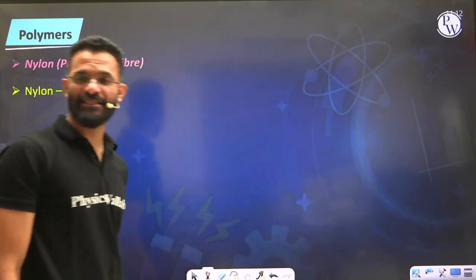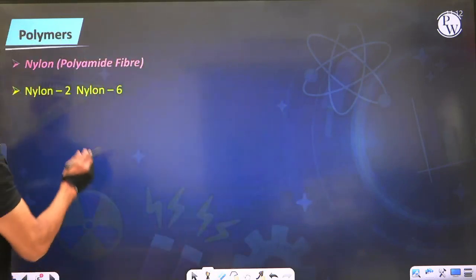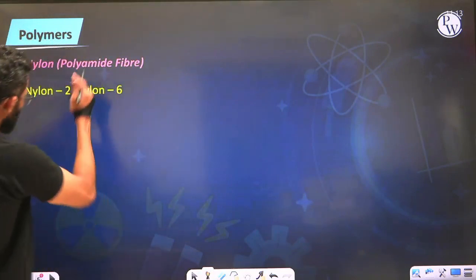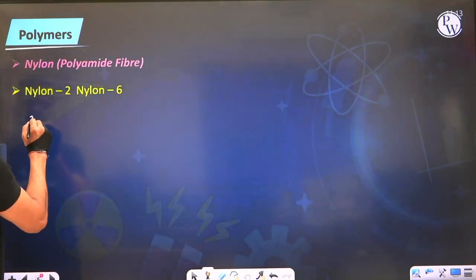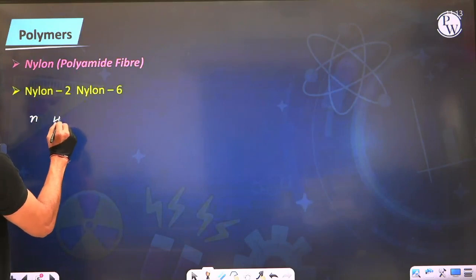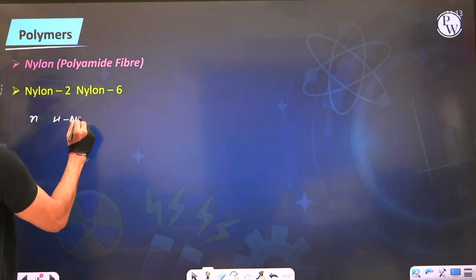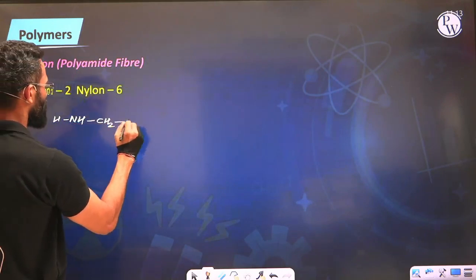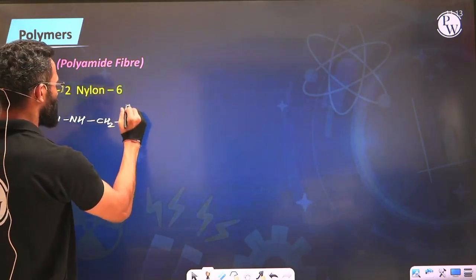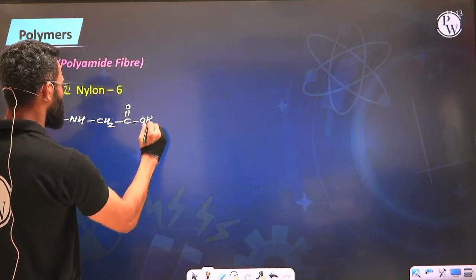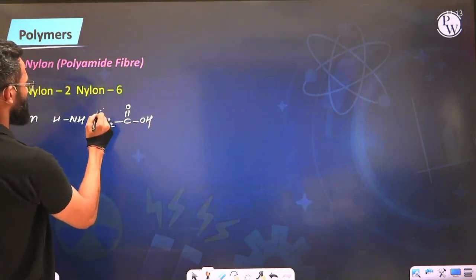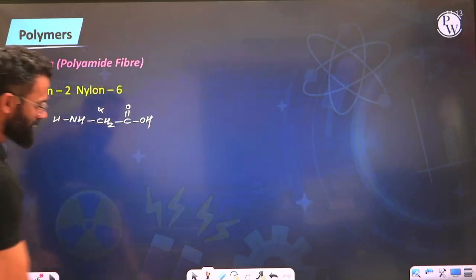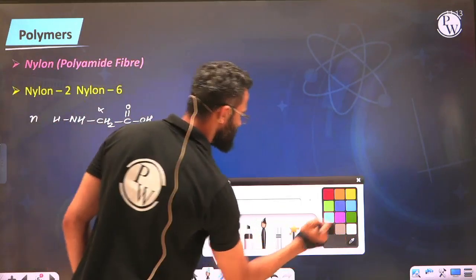Everyone, as the name suggests, there are going to be two monomers, one containing 2 carbons, the other containing 6 carbons. So let us see what that is. 2 carbon meaning, suppose I take alpha amino acids, precisely the first member, that is glycine. If you recall what we studied in biomolecules, the only amino acid which is optically inactive is glycine. So that's an alpha amino acid. All right, this is glycine.